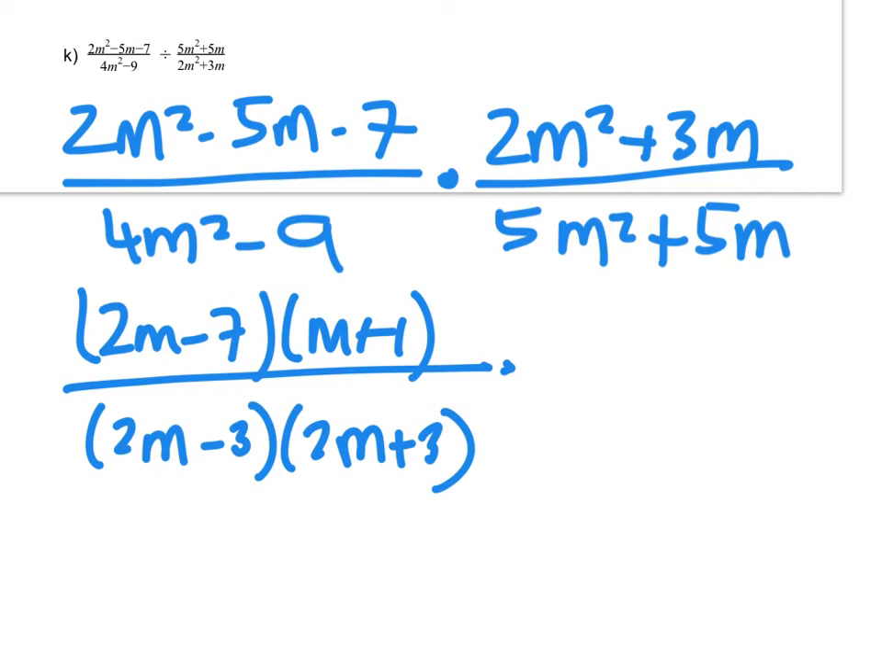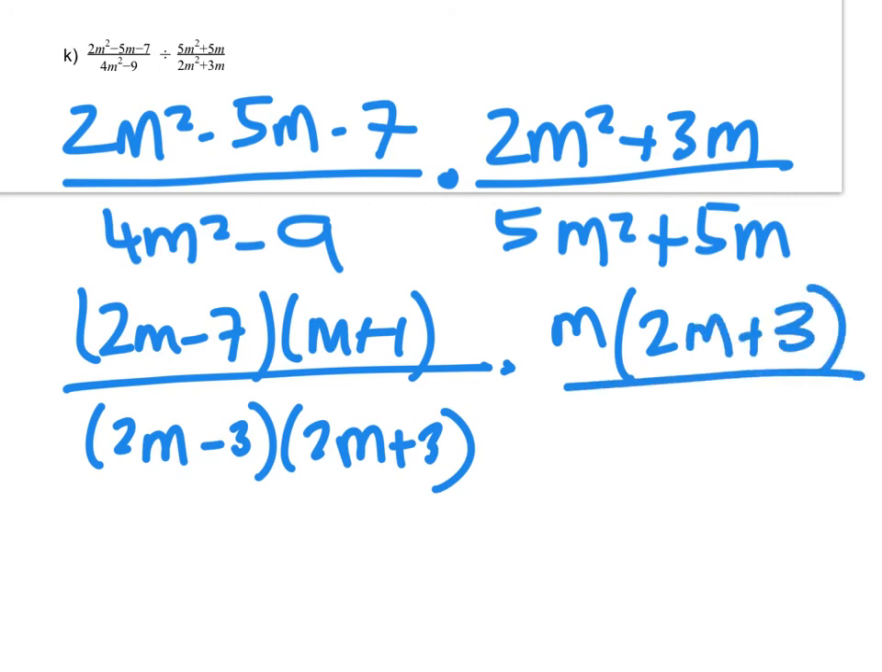Now let's look at the other side. Straight away, a common factor. 2 isn't a factor, but m is, so it's m times 2m plus 3. And then 5m would be a factor at the bottom, and you'd have m plus 1.